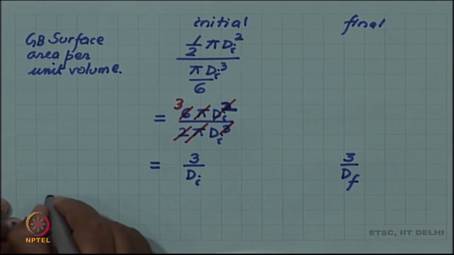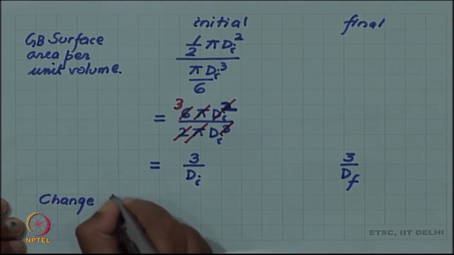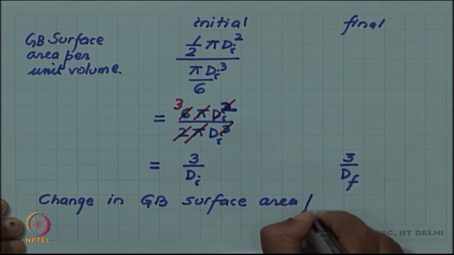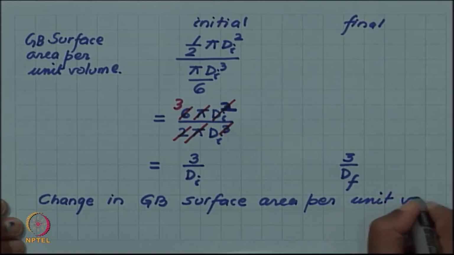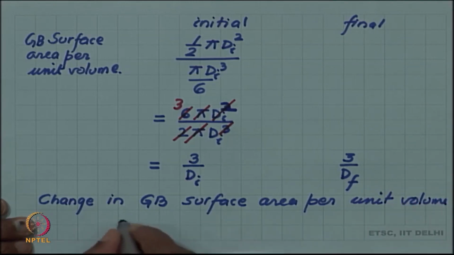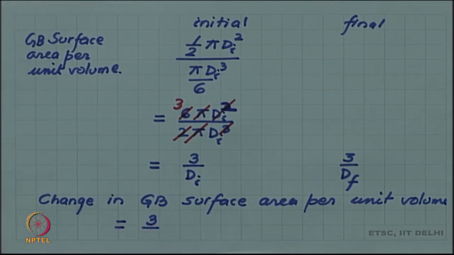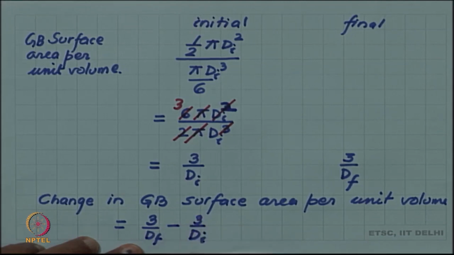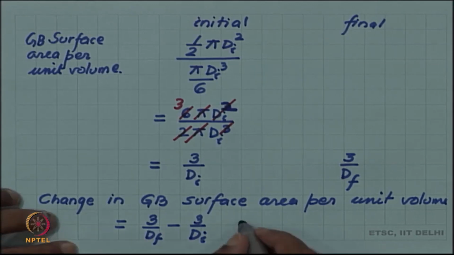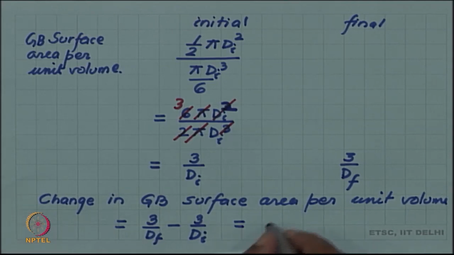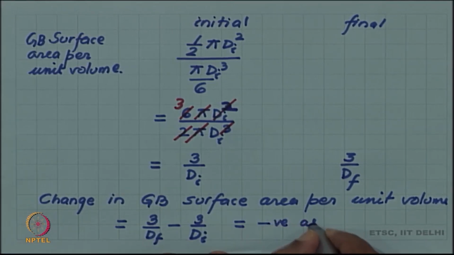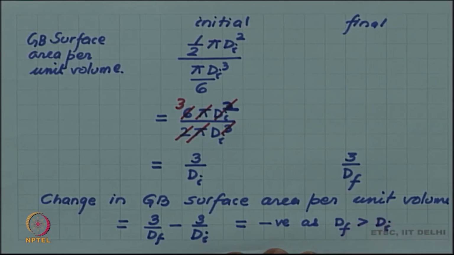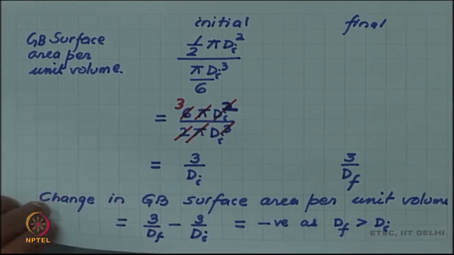df. So, the change in grain boundary surface area per unit volume will be 3 by df minus 3 by di, and you can see that this is negative as df is more than di. So, there is a reduction in surface area.